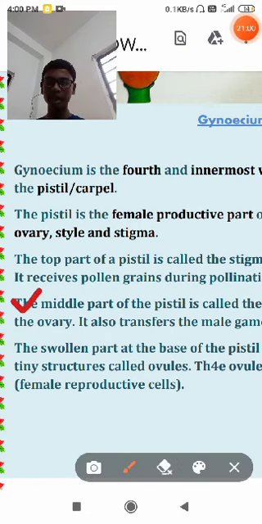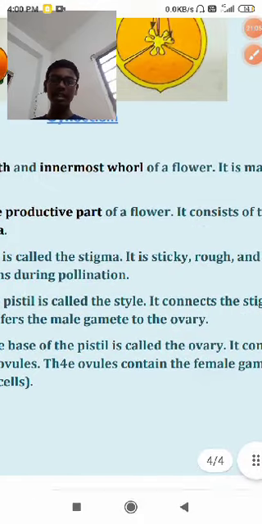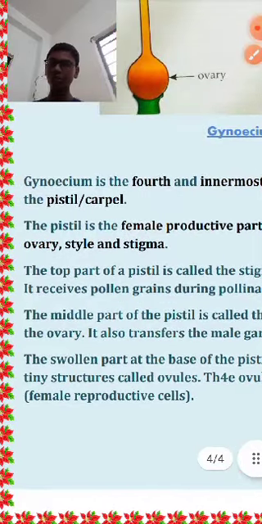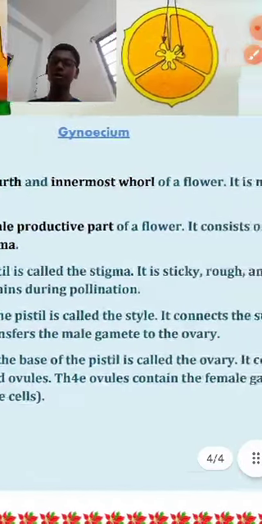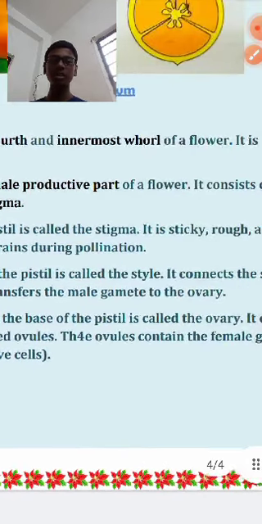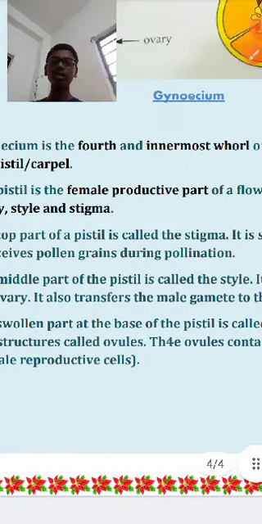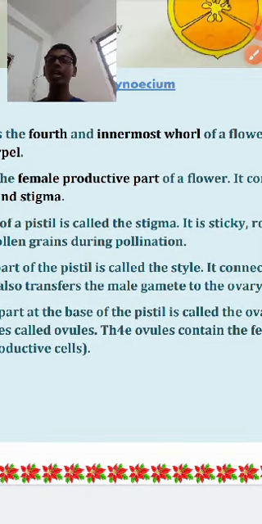The middle part of the pistil is called the style. It connects the stigma to the ovary. It also transfers the male gamete to the ovary. Why does it transfer the male gamete from the stigma to the ovary? That process is fertilization. In a later video I will make a separate video on fertilization, and I will tell what fertilization is there.